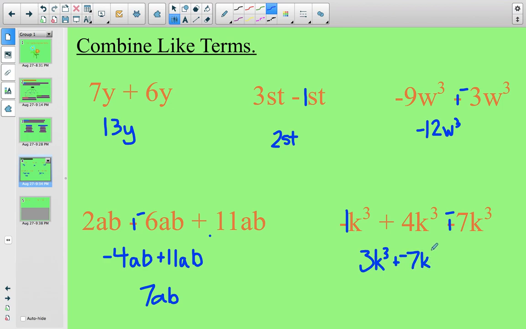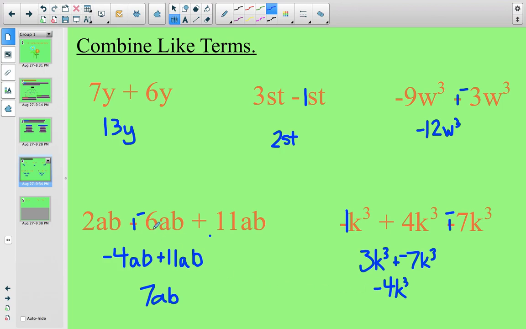So now when we go to combine these pieces, because again they are like terms, we're going to combine the coefficients. So 3 plus negative 7 should give us negative 4. And our variable again is going to stay the same. So our variable is still k cubed. And that would be your answer on that one.